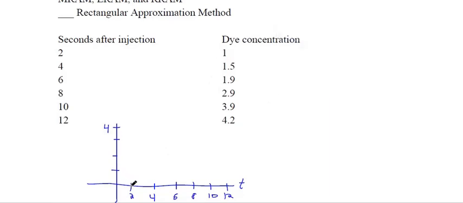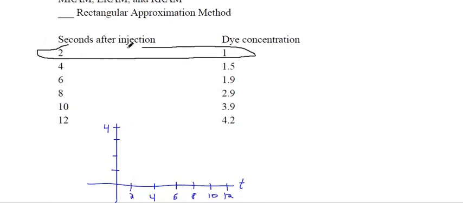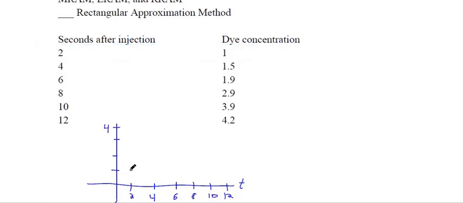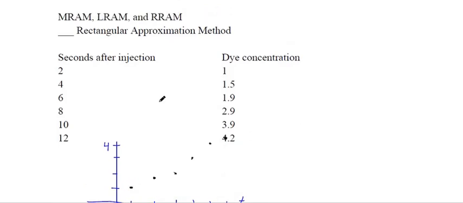Plot the data points. At x equals 2, we got a y value of 1. So I'm going to put a dot right here. At x equals 4, I've got a y value of 1.5. At x equals 6, I've got a y value of 1.9. So that's a little bit closer to 2. At x equals 8, I've got a y value of 2.9. Bit of a jump there. X equals 10, y value 3.9, x equals 12, a little bit higher. Okay, so we got the data points.